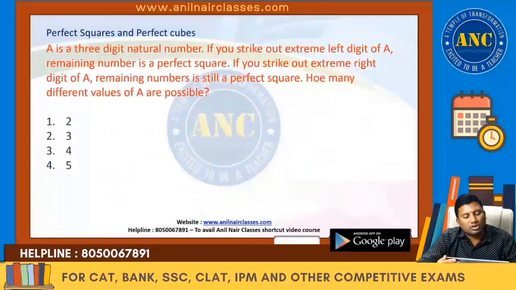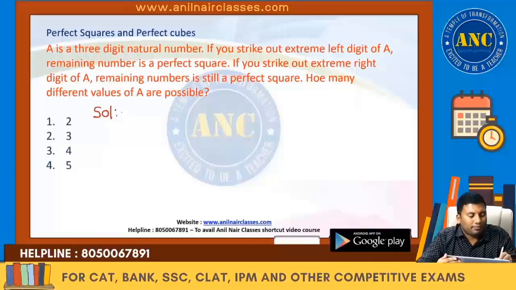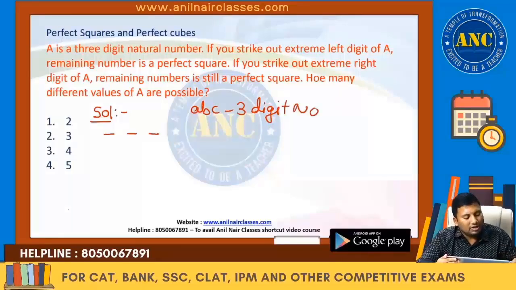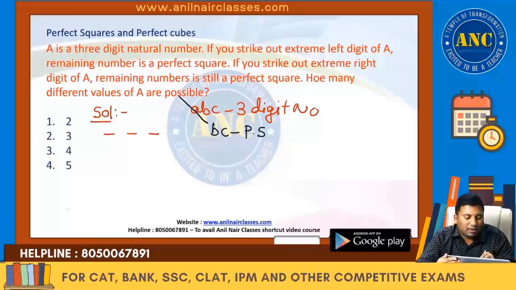Another beautiful question. Please take 1 minute to read the question. Read the question first. ABC is a 3-digit number. If you strike out the leftmost digit, A, leftmost digit is A. If I strike it out, BC is a perfect square.